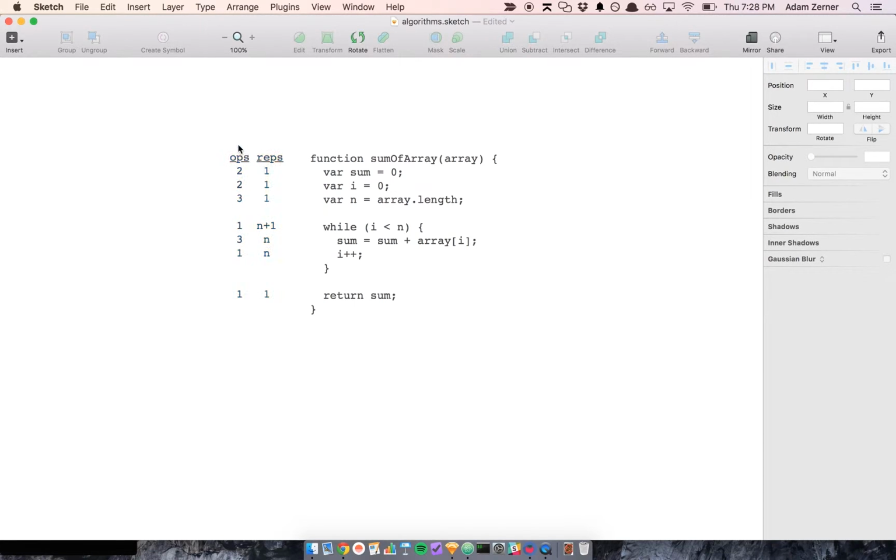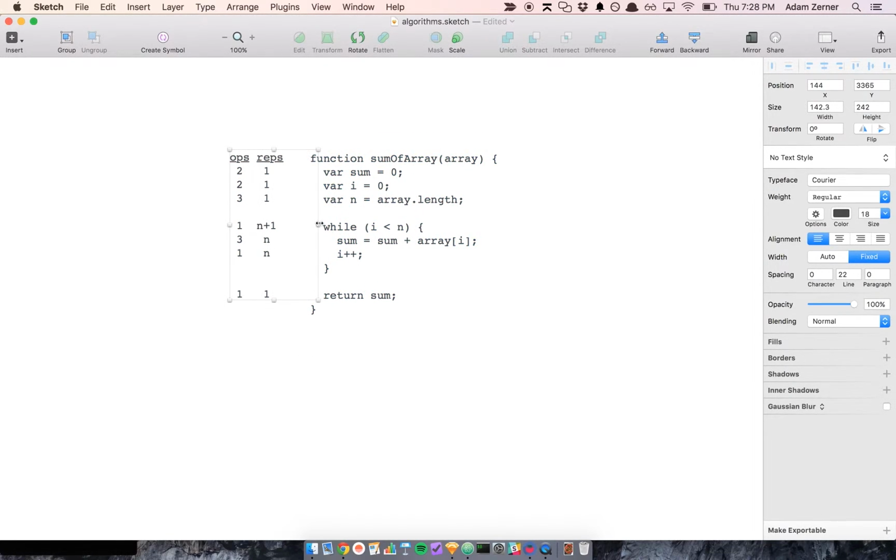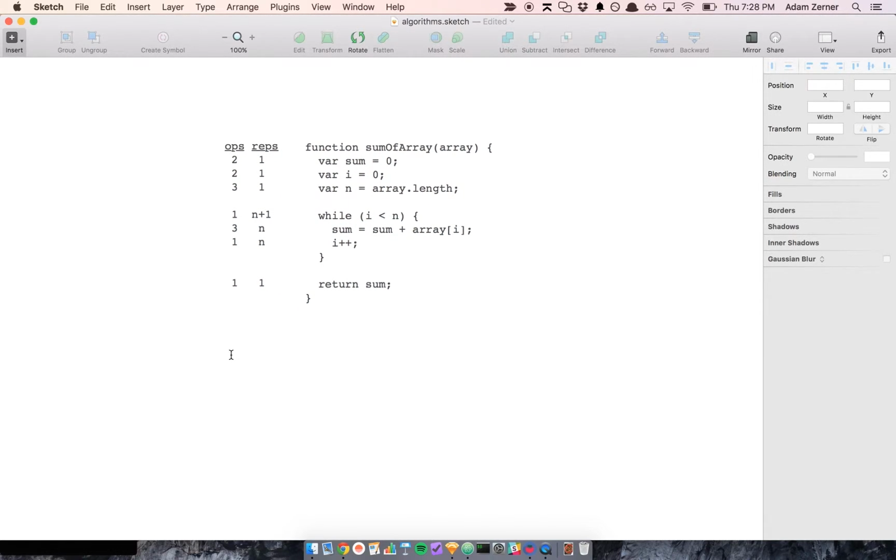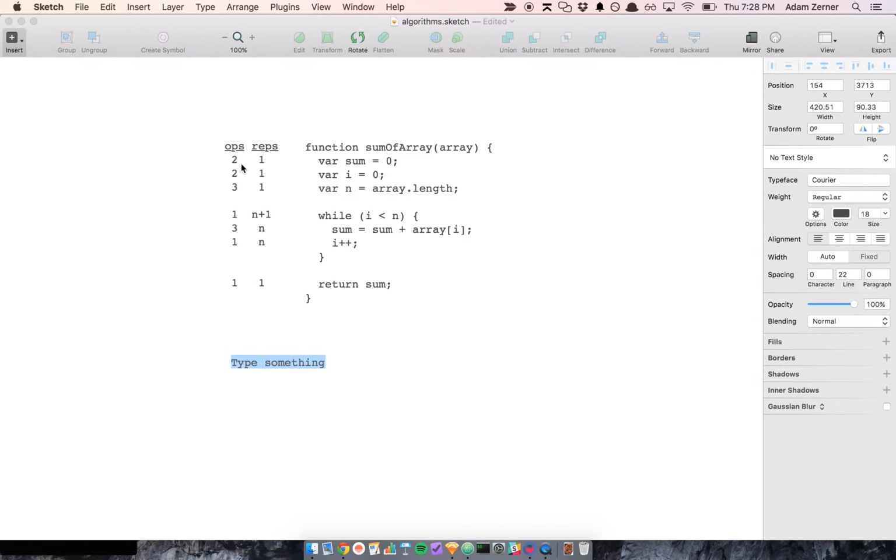Okay, so with all of this information, we know how many operations this algorithm is going to take as a function of the input size, n. And doing a little algebra here, let's see what we get. We've got 2 plus 2 plus 3 is 7, plus 1 is 8, and then we've got 8 plus 3n and 1n is 4n, plus n plus 1. So we have 5n plus 9.